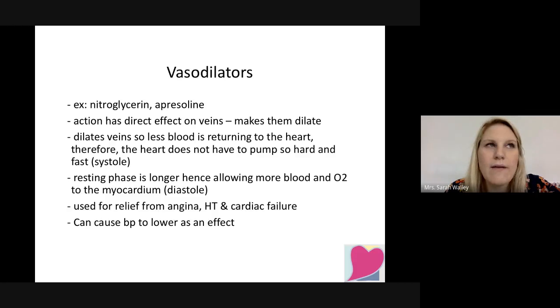It's a fast-acting medication. I think apresoline is not fast-acting. It's not something you're going to use right away. It might be something you use as a daily medication. Nitroglycerin usually isn't a daily medication. It's usually something that you use right then.